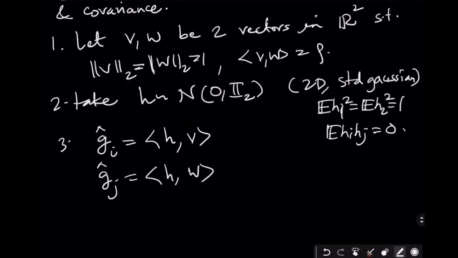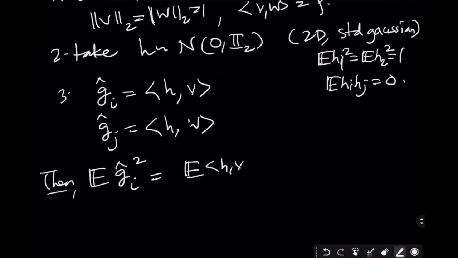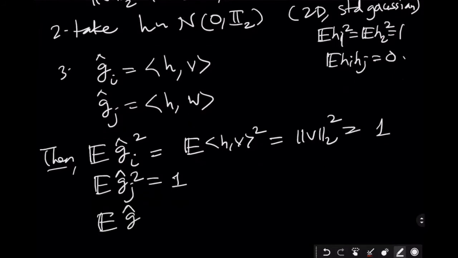The point I'm trying to make is that if you now compute E[GI hat squared], then it actually equals E[<H, V> squared]. And V is a unit vector. So for a Gaussian H and unit vector V, this is going to equal the norm of V squared, which is equal to 1 by our choice of V. Similarly, the same calculation shows that E[GJ hat squared] also equals 1. And E[GI hat GJ hat] equals rho. Again, you can convince yourself by simple direct computation.